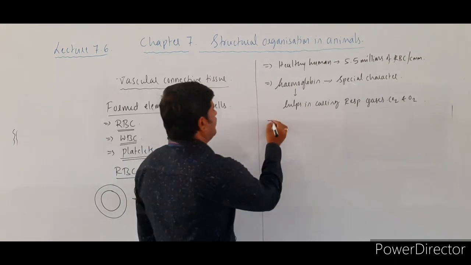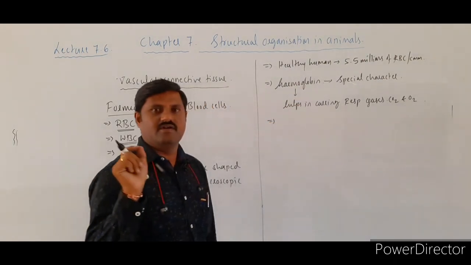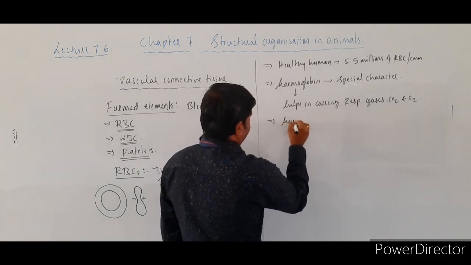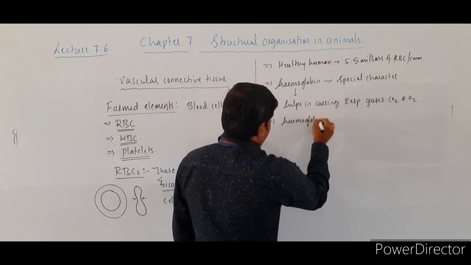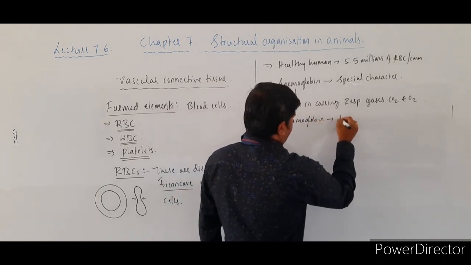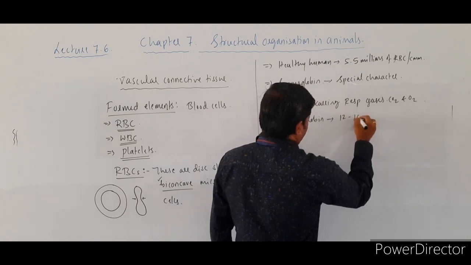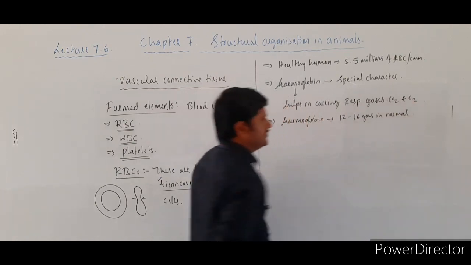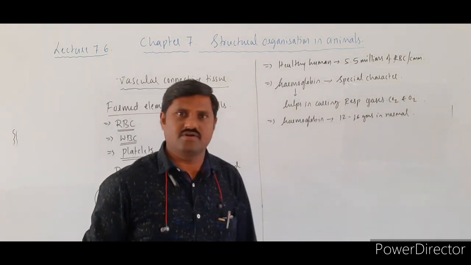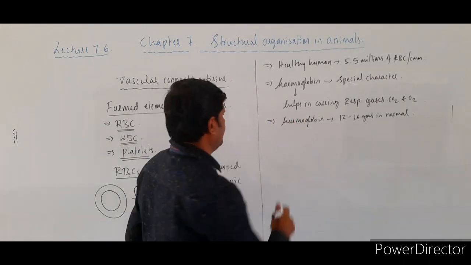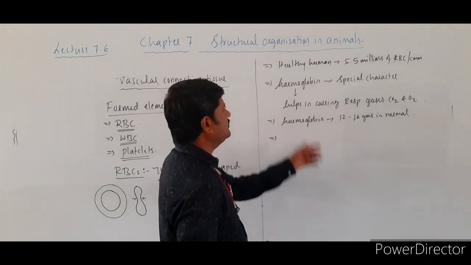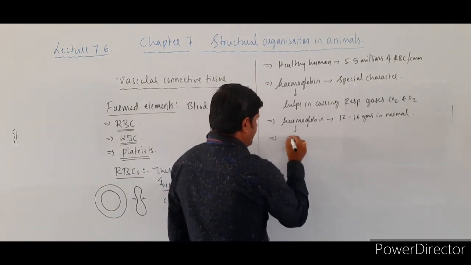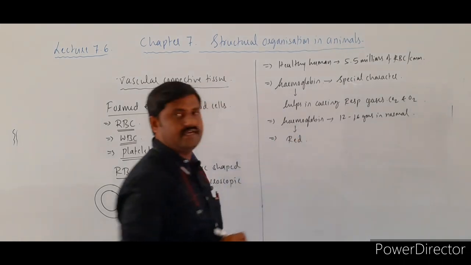Then how much of this hemoglobin must be there in a normal healthy human being? This hemoglobin is 12 to 16 grams, it must be 12 to 16% in a normal healthy person, right? This much hemoglobin must be there. And this hemoglobin is red in color.